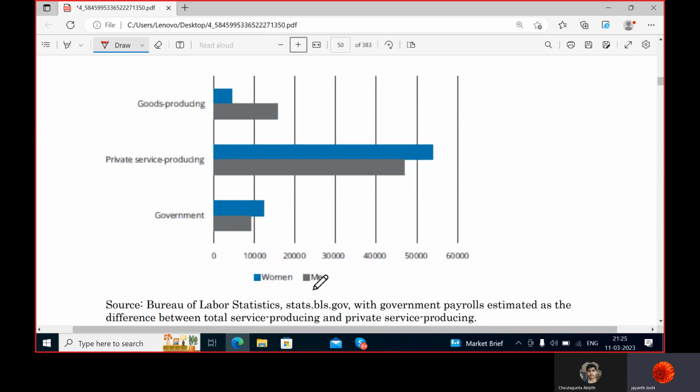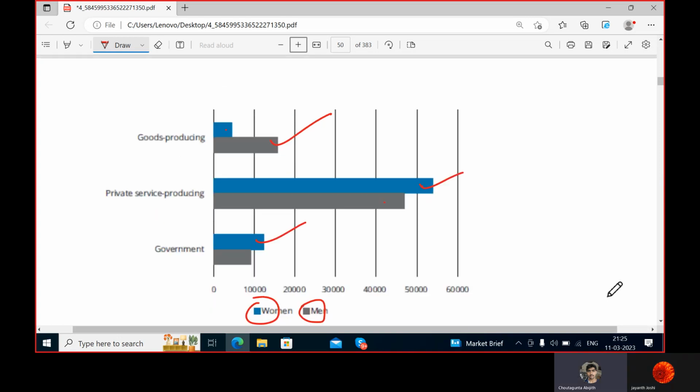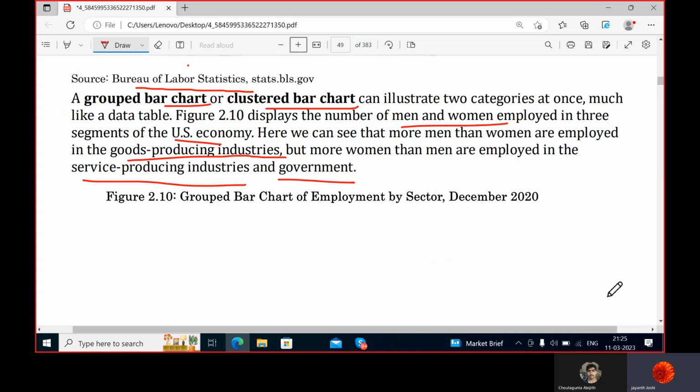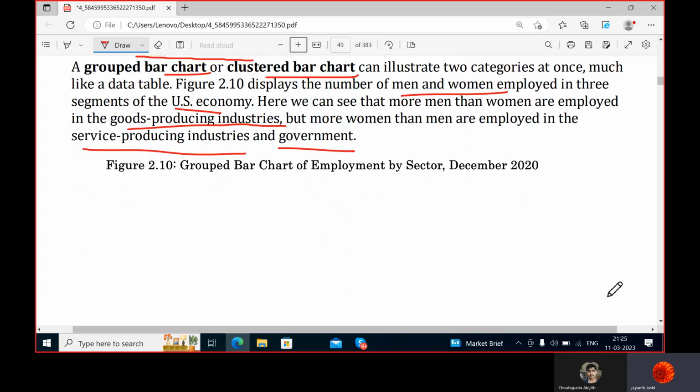So in goods, see this is men, this is women, more men than women in the goods producing and more women than men in the private service producing and government. Fine. That is what a clustered bar chart or grouped bar chart is.